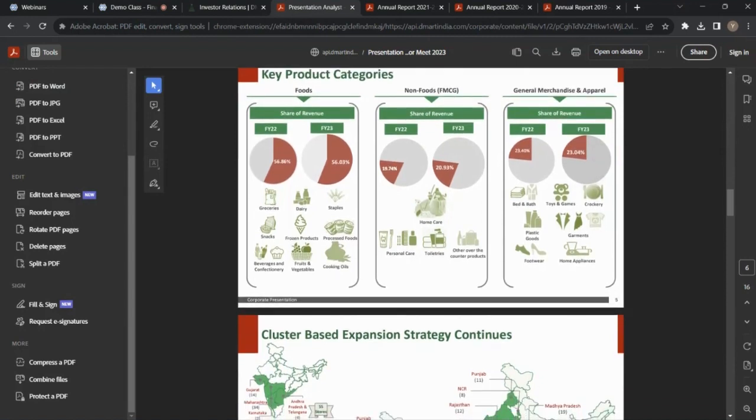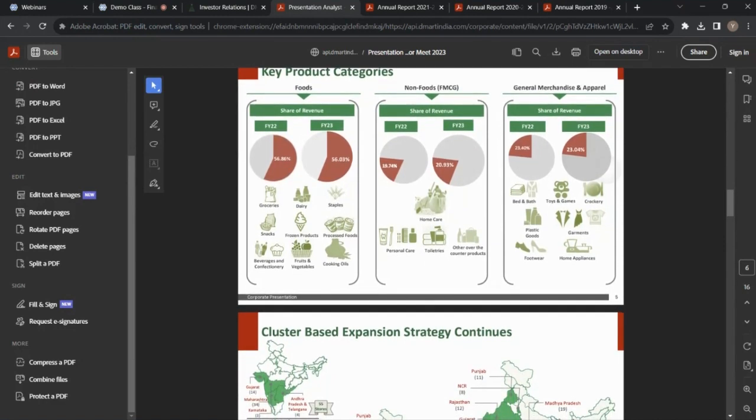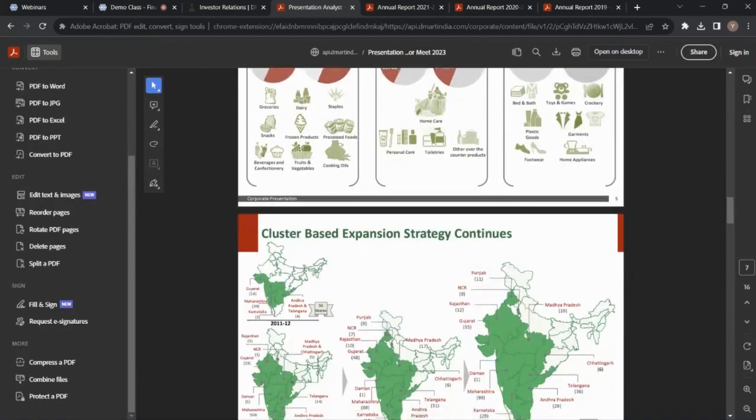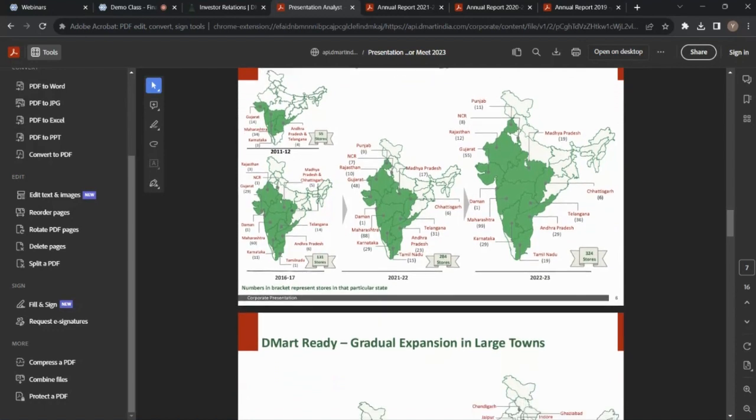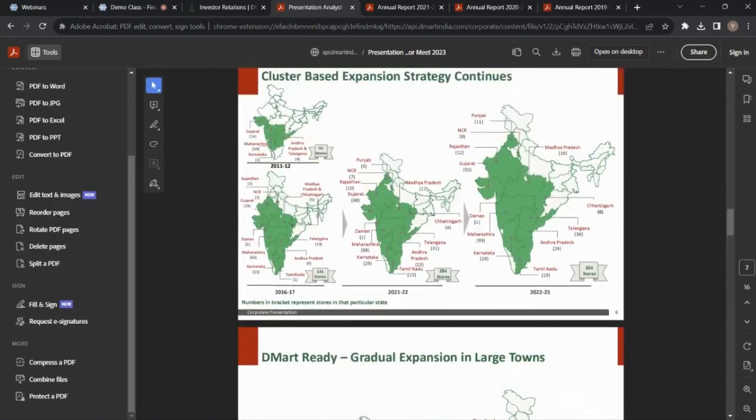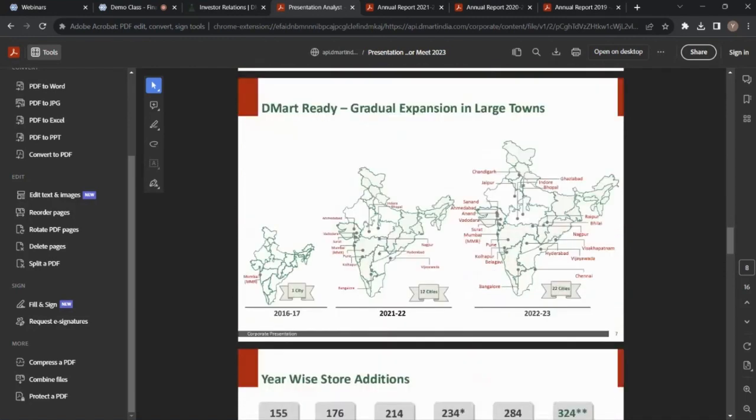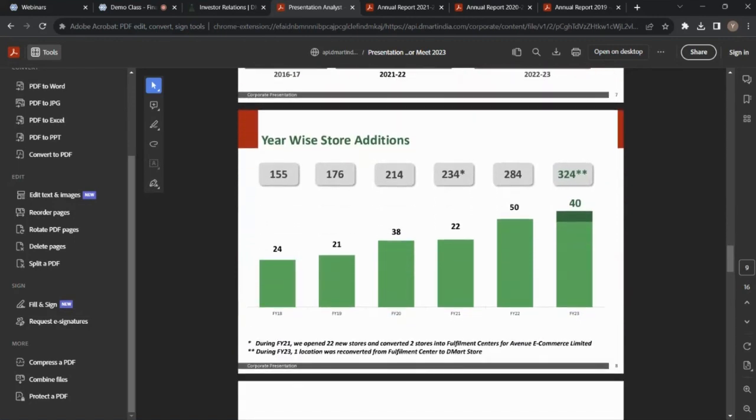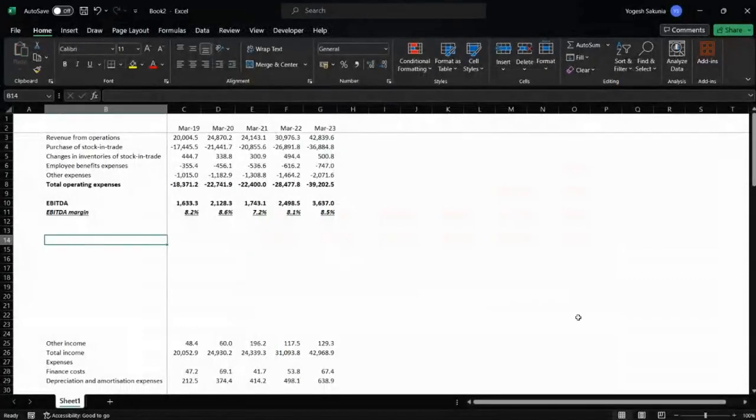One thing it is reporting is the product categories. Three categories are given, along with how much they contribute to each. Then they have spoken about their growth over the last decade or so, from about 55 stores in 2011-12 to 324 stores currently. We've got additions also, as to how many stores were added in the last few years. This could be helpful for us, so we'll just take this data down.